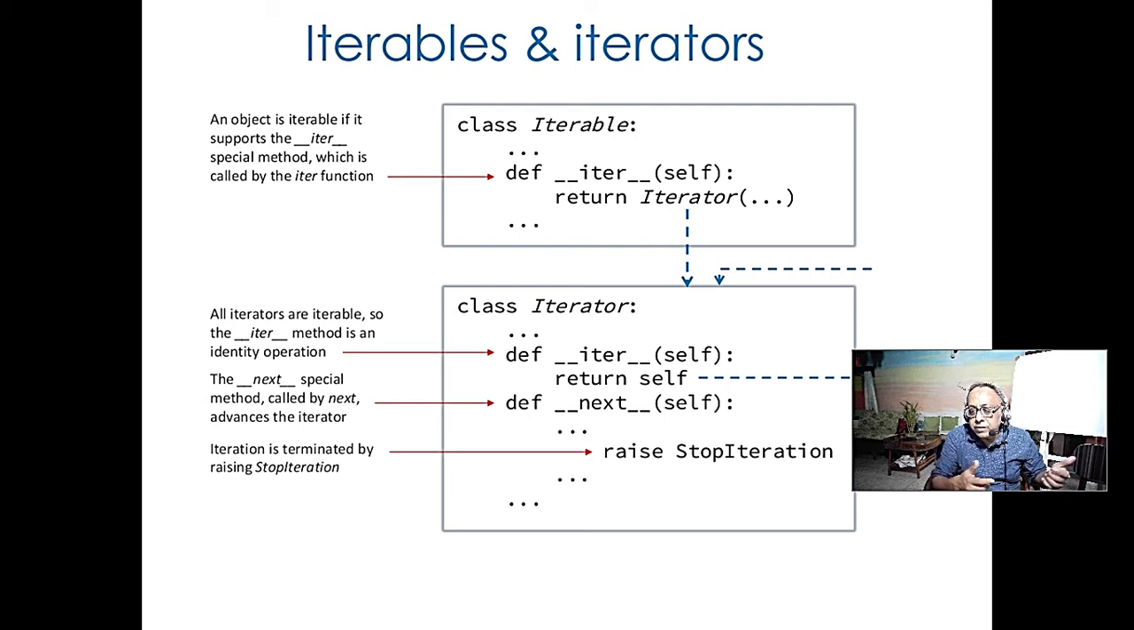You have to say that it has already ended, so please do the needful things. That is the great thing. The advantage that iterable and iterator give is a very easy interface. You just say next, next, next, and data will come. If you call next at the end of the list, it will not go back. It will give a StopIteration exception.